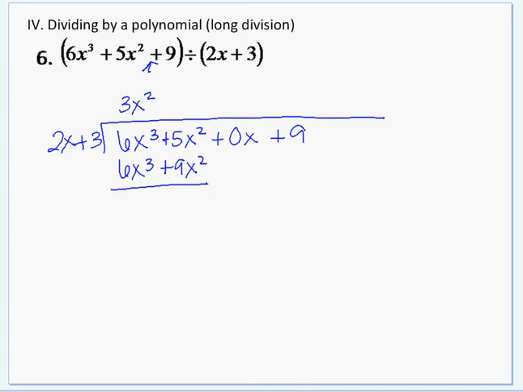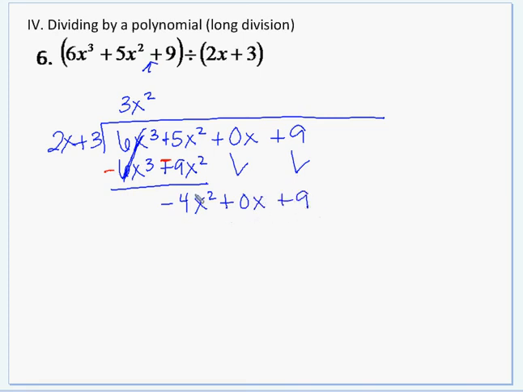At this point, you're going to go ahead and change your signs. So there's now a negative and a negative. So here, these will always cancel out. If they don't cancel, go back and make sure your division is done properly. So you have 5x squared minus 9x squared gives you a negative 4x squared. Then we're going to go ahead and bring everything down. So it'll be plus 0x, because we need that space in there, plus 9.